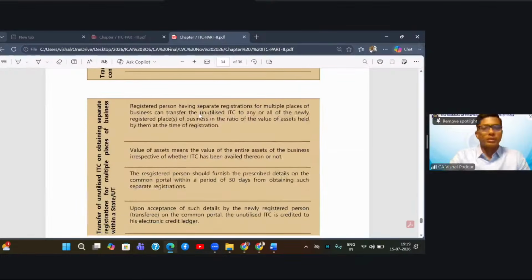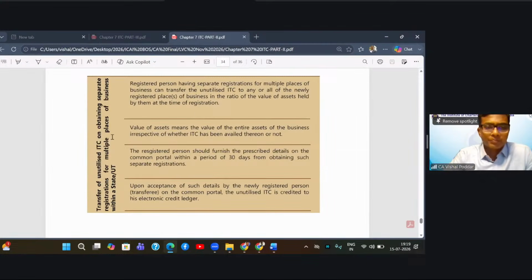Okay. Now we come to another special situation. Now this situation is a type of demerger, but not demerger of a company into different units, but it is a demerger of one common registration into multiple registrations. Now you will say, sir, what is this? I'll explain. See, GST law says that if you are having multiple branches in the same state, today you are allowed an option at the time of registration that for all branches in the same state, you can take one registration or you can take separate registration.